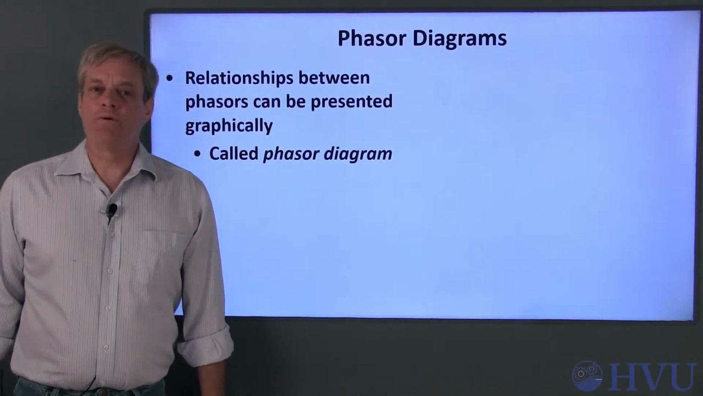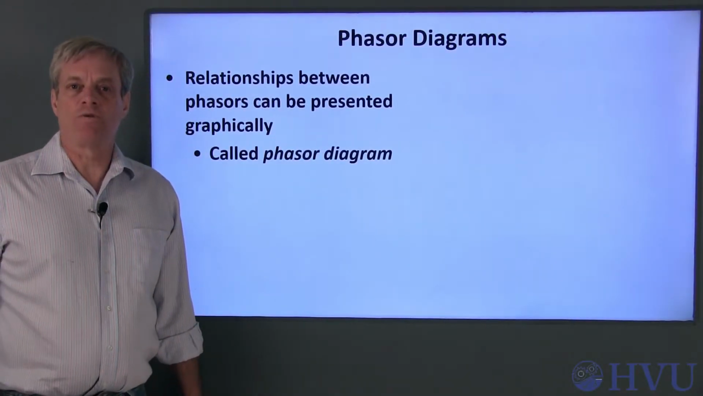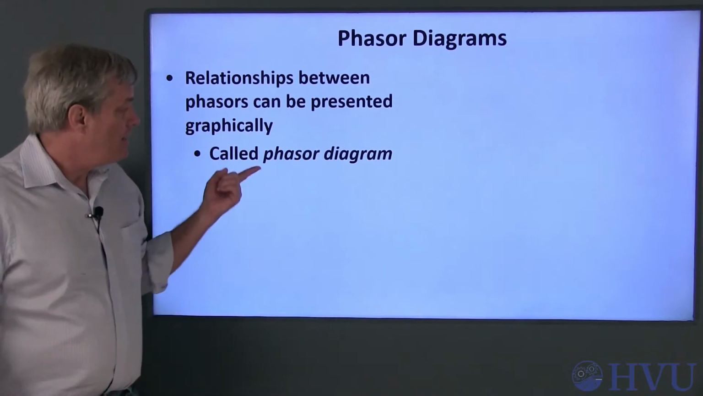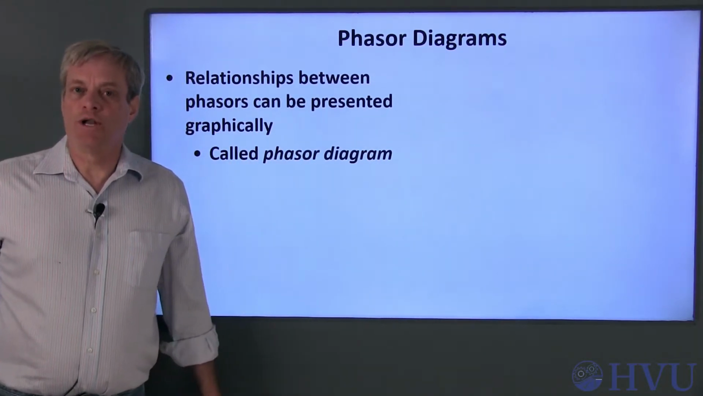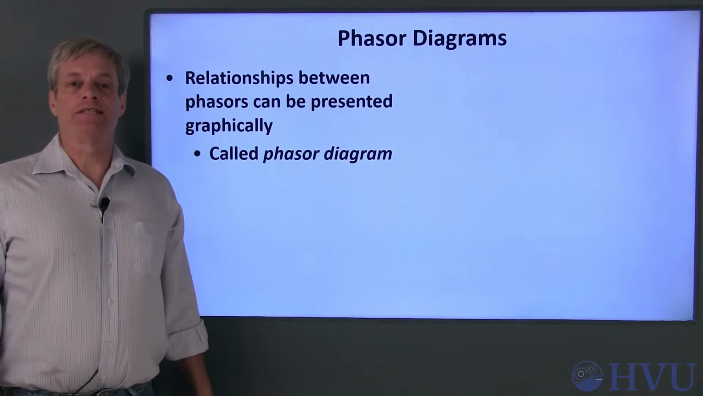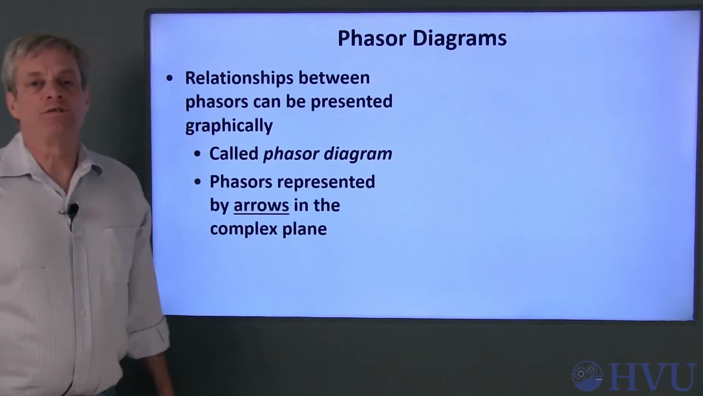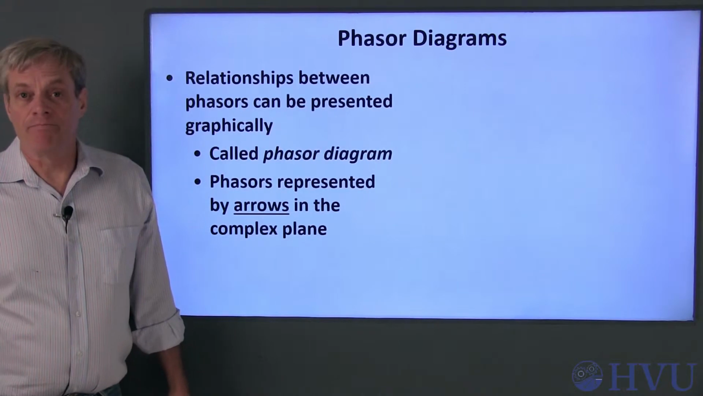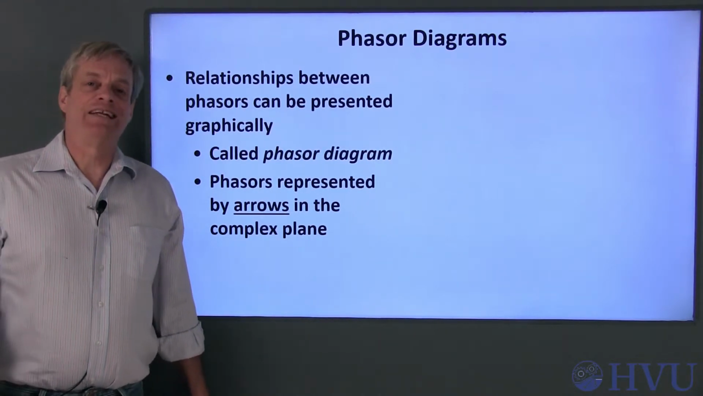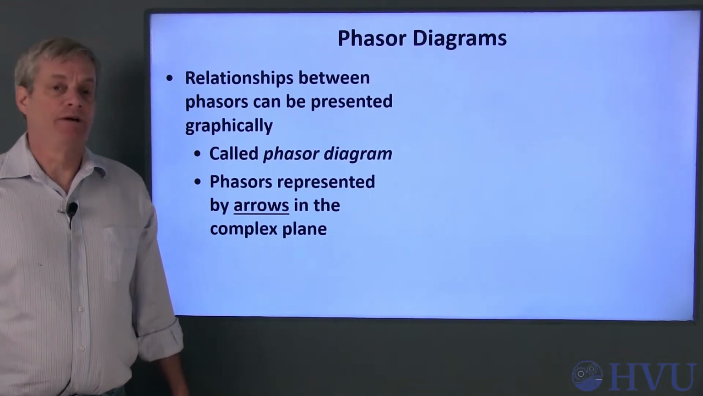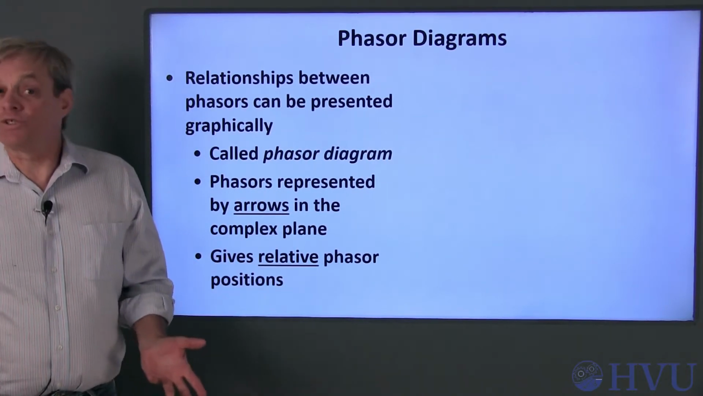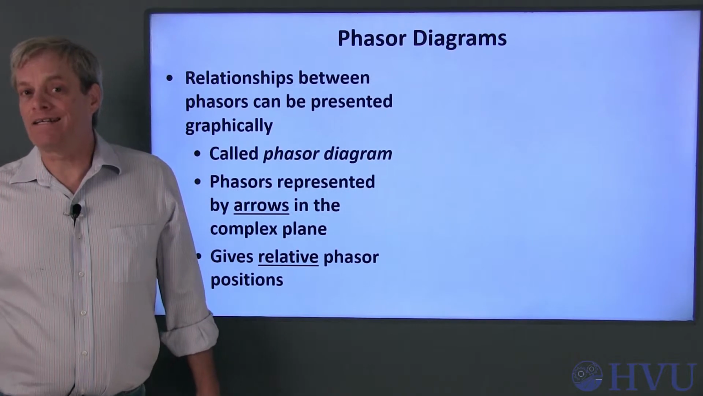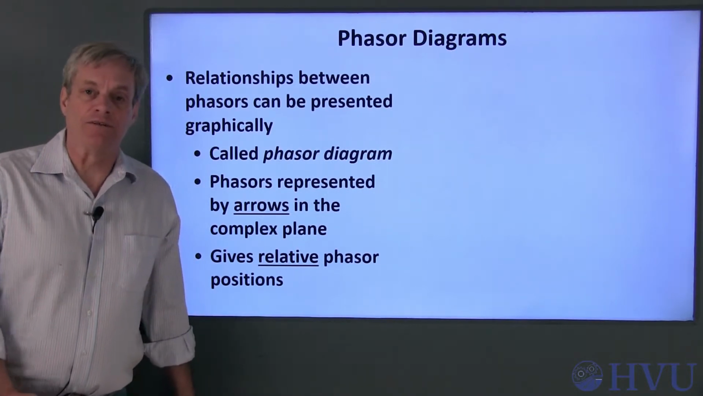A graphical representation of the phasors representing the signals in a circuit is called a phasor diagram. This can be a useful tool to visualize the relationships between various signals in a circuit. A phasor diagram is shown in the complex plane. The phasors are represented as arrows in the complex plane. The arrows indicate the relative behavior among phasors, so they can be used to indicate the effect that the system has on the different signals.